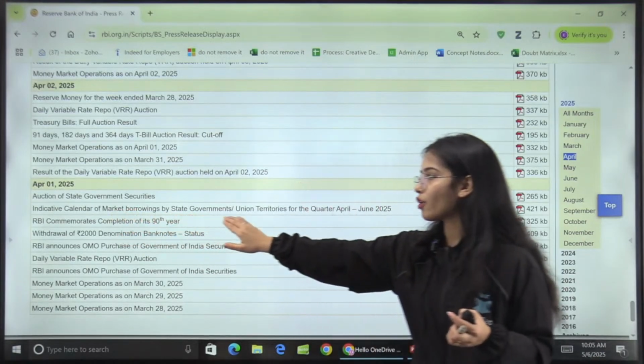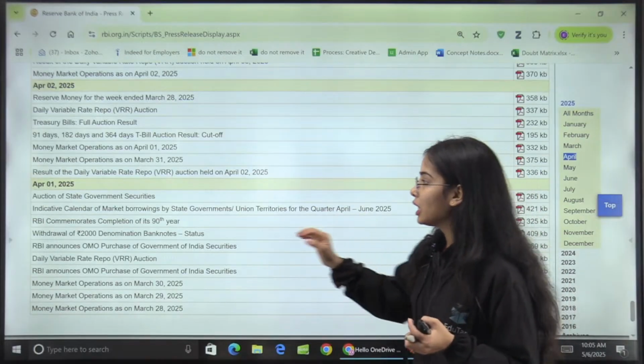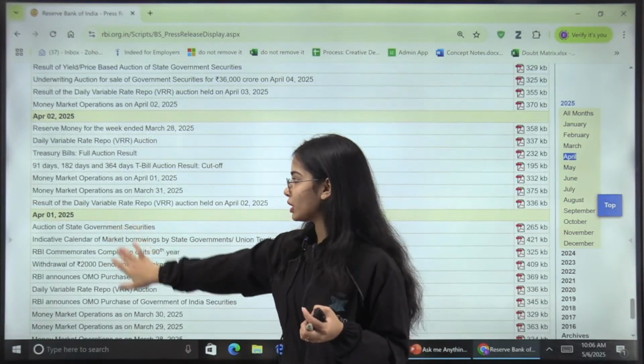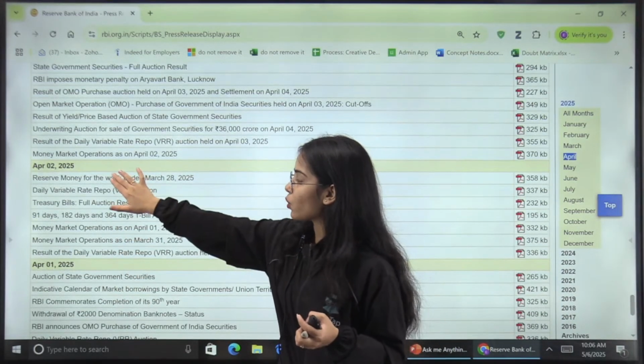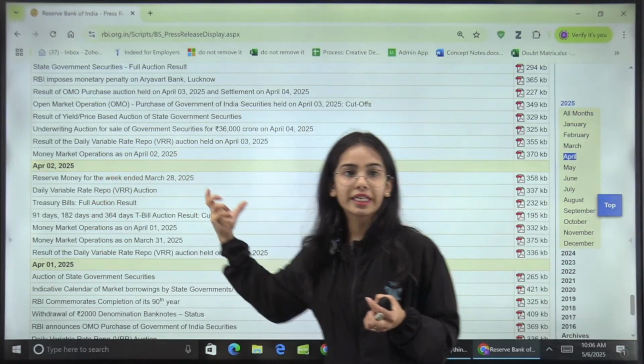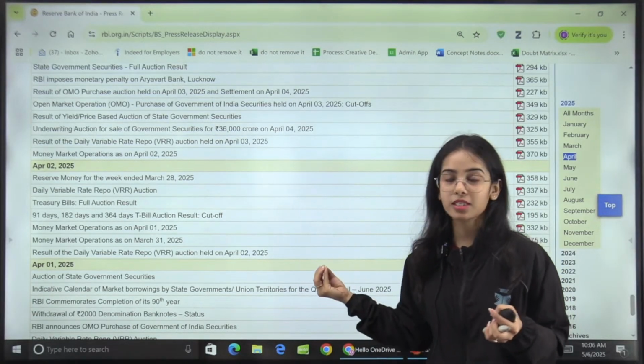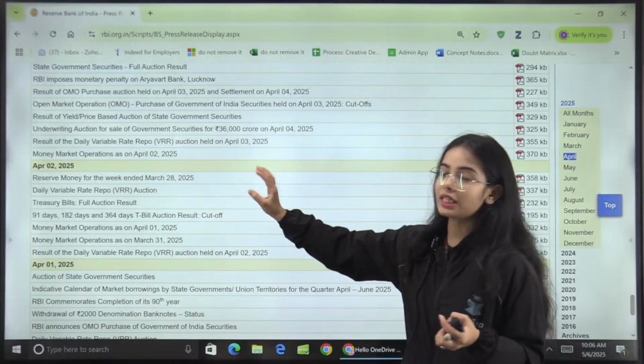Indicative calendar of market borrowing. So calendar you cannot remember, so much of the data you cannot remember. Auction of state government securities, no need. So these are the daily operations. Now on 2nd April, you can see there are so many of the daily operations that the RBI has notified about, the RBI has released the press release about. There is not a single one that you have to cover.